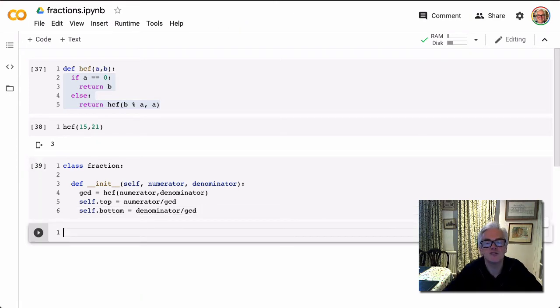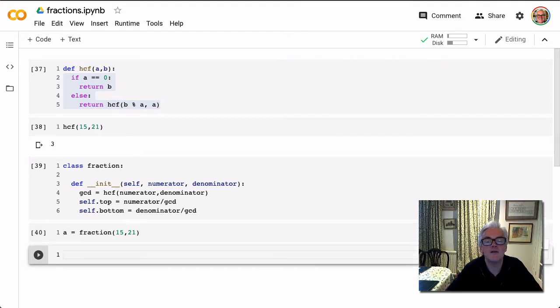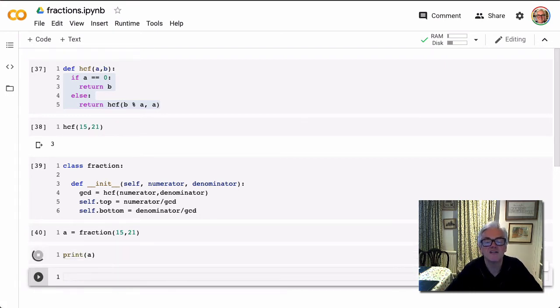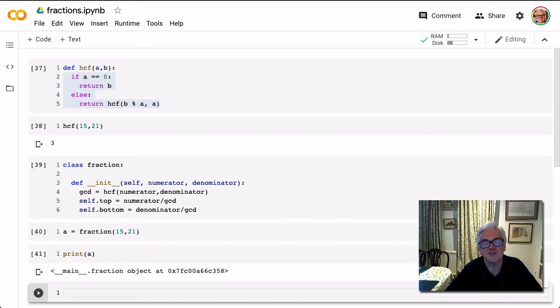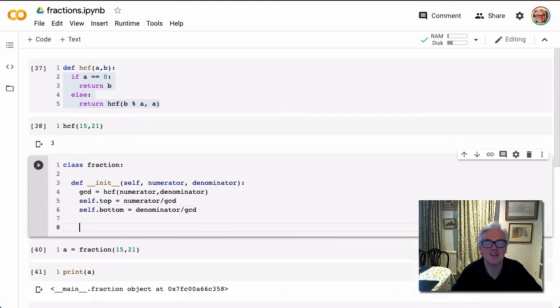Shift return to type that code in. And Python comes back with no error messages, which is always a relief. I can now create a variable, let's call it a, to be a fraction equal to 15/21. And we get no complaint back from the interpreter, which is really good. Can I print the value of a? It says it's a fraction, so it's not giving us very much information. We've got input, we've got no output for this data type, this class at the moment.